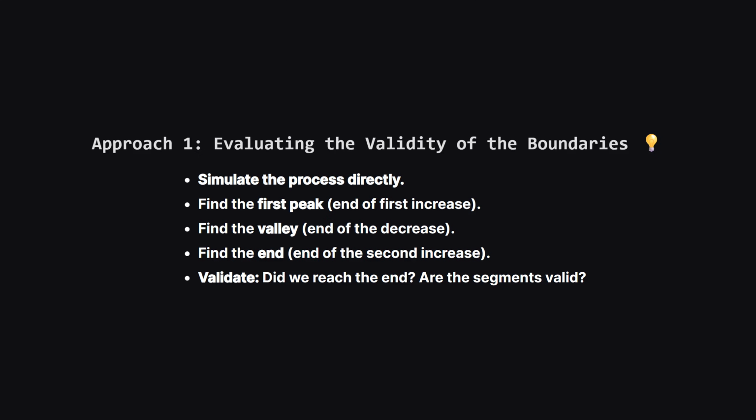Our first approach is to simply follow the definitions step by step. We can think of this as a simulation. We will start at the beginning and keep moving forward as long as the numbers are increasing. Once they stop increasing, we mark that spot as our first peak, let's call it P. Then, from there, we keep moving forward as long as numbers are decreasing. When that stops, we mark the valley, let's call it Q. Finally, we check if the rest of the array increases all the way to the end. If we successfully complete these three stages and all our indices make sense, we have a winner.